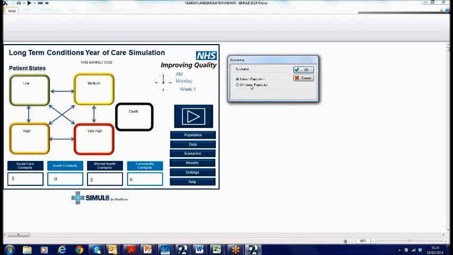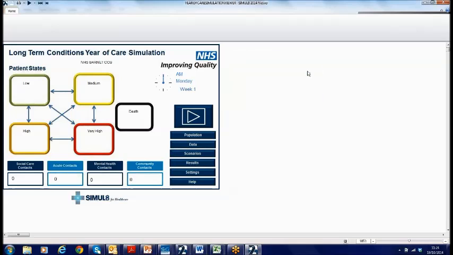We've taken this data from the early implementer sites, so there's something for you to play around with if you're not part of those sites and you want to try out their assumptions, but you can also populate it with your own data. So we're going to run this with the known population for now.